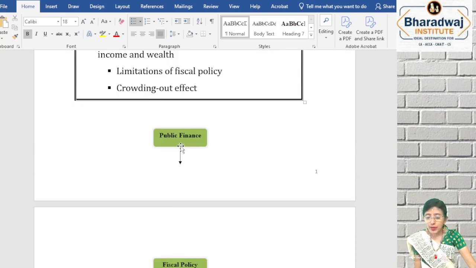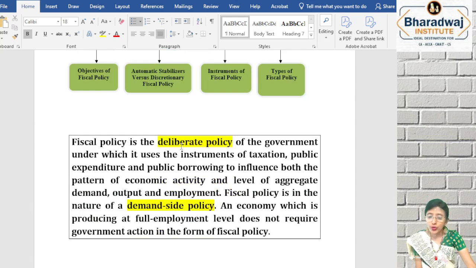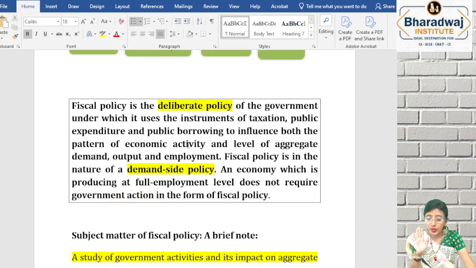Now let's have a glimpse into it. Highlighted portion for you: it's a deliberate policy of the government. Please understand that we are talking about government intervention here again. Don't forget that the term fiscal means the government is doing something for the well-being of the country as a whole, particularly deprived sections. It is also a demand side policy. See, very clearly given.